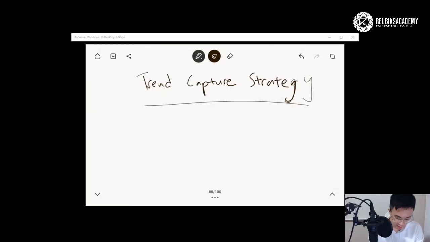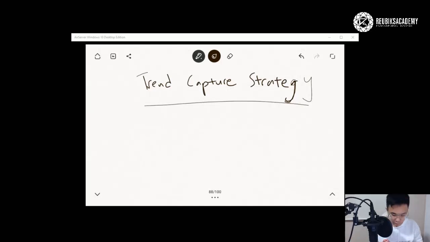So it is what we call a trend capture strategy. Now what does this mean? It basically means that it is an indicator that tries to go for the long haul. So if there's a long downtrend or a long uptrend, this is the strategy to capture that.